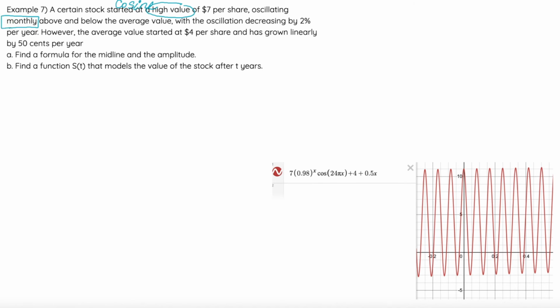The oscillation is decreasing by 2% per year. However, the average value started at $4 per share. This is linear, and has grown linearly by 50 cents per year. Very interesting. So find a formula for the midline and the amplitude, and find a function S of t that models the value of the stock after t years. We've got a couple of different things happening here. We have our midline.